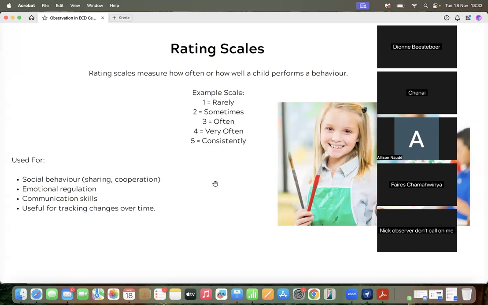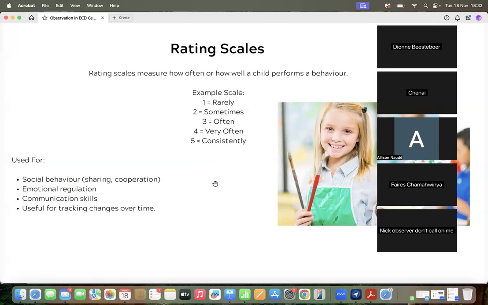This doesn't really need to be just behavioral, but you can also rate any other development on this specific scale rating, if I can put it that way. Instead of using words, you can use numbers. For example, instead of saying Tandi doesn't share, you can just put sharing, Tandi: really, sometimes or often. So you can just put a 3 for often.